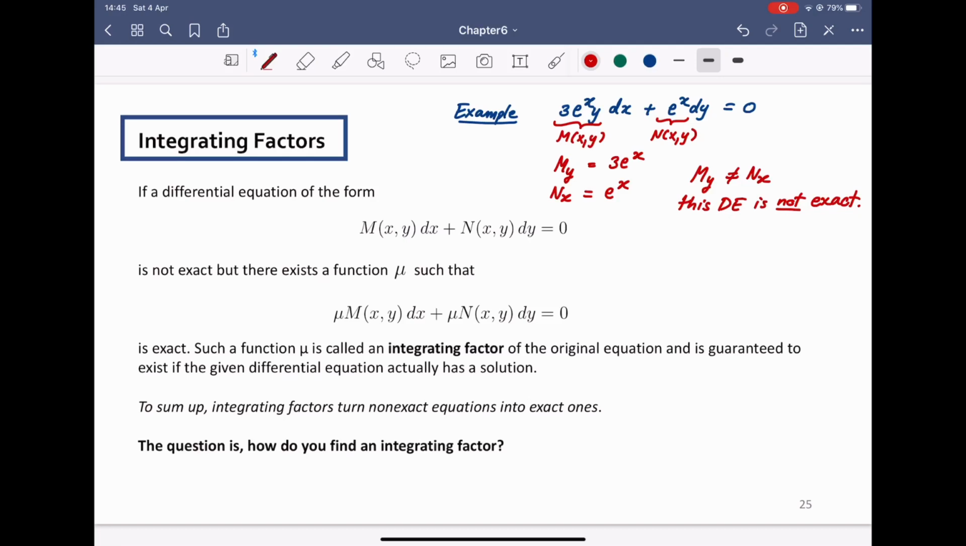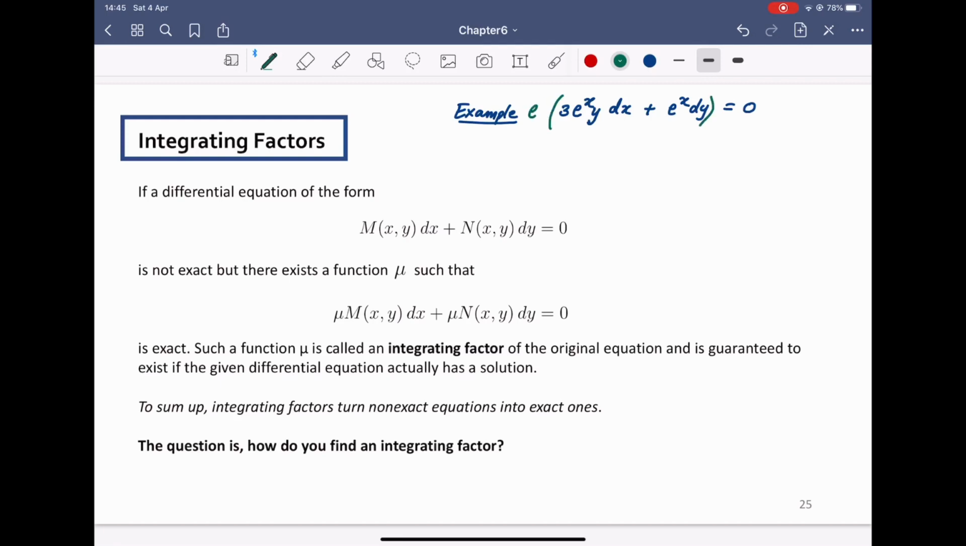So you cannot use the exact differential equation technique. But what you observe from here is that M equals 3e^x and N equals e^x. They are so close. They just miss some constant. So if I delete everything here and start over, now we're going to multiply the original equation by e^(2x) on both sides.